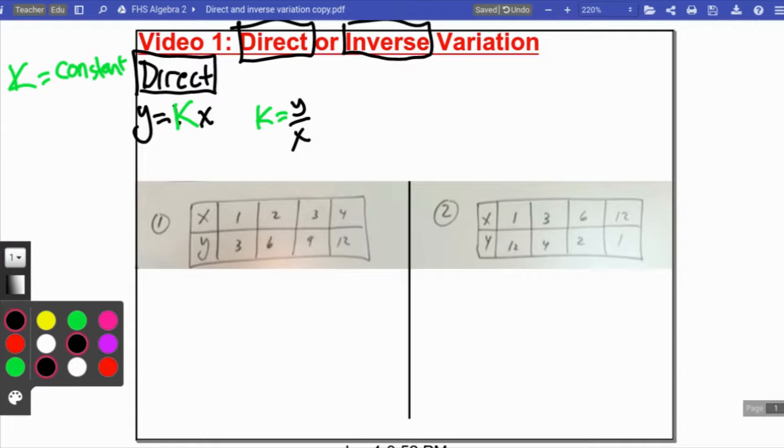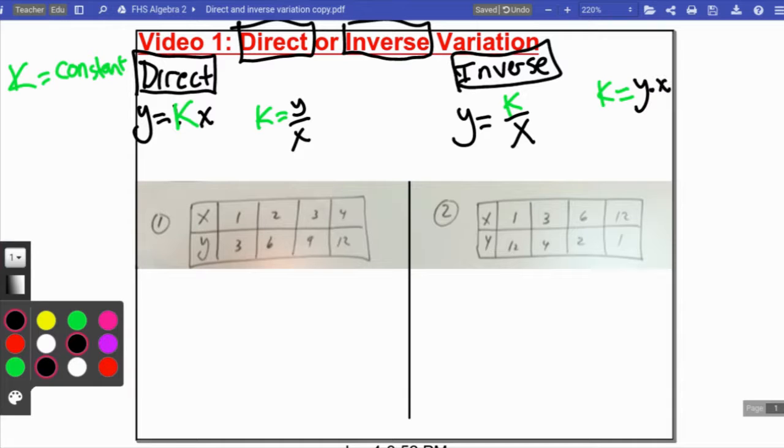All right, let's look at inverse. When you're dealing with inverse variation, it has to do with two equations as well. What are they? Here's the equation. So it's Y equals, this time, K divided by X, where K equals Y times X.